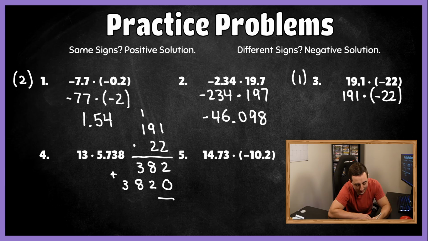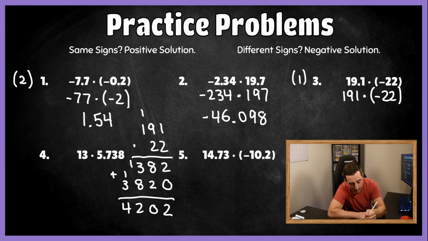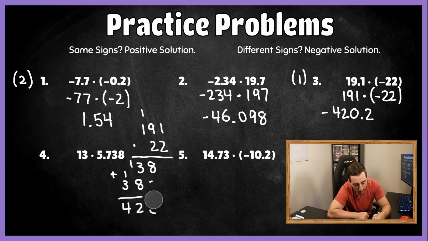Then we can go ahead and add these. 2 plus 0 is 2. 8 plus 2 is 10, carry the 1. We get 12, carry the 1, 4. And we end up getting 4,202, but there should be 1 number behind the decimal point. So we want to put our decimal point right here, and we want to make sure that our final answer is negative. And now we can make our way to number 4.